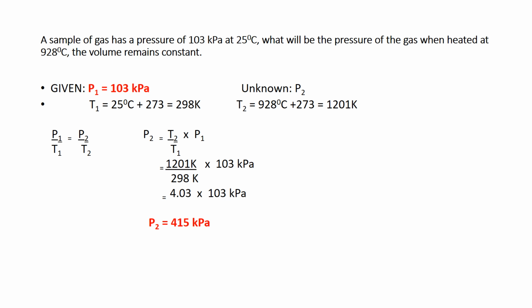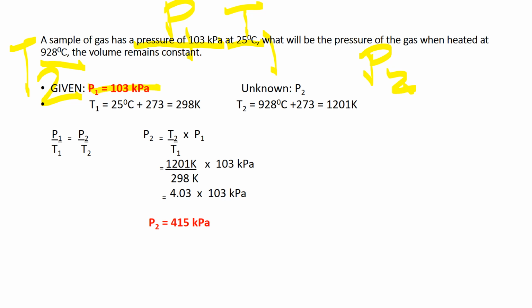Here is a problem about Gay-Lussac's law. A sample of gas has a pressure of 103 kPa. So this is the initial pressure, P1. At 25 degrees Celsius, so this must be T1. What will be the pressure of the gas? So this must be P2. When heated to 928 degrees Celsius, the volume remains constant. So 928 is T2.